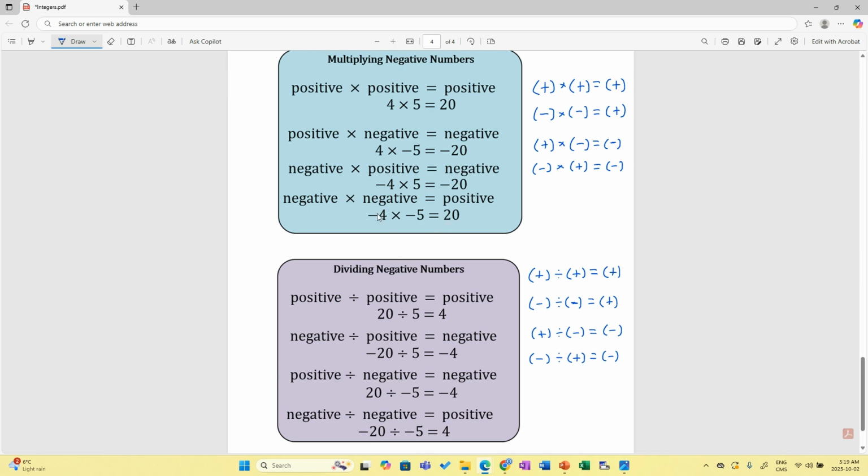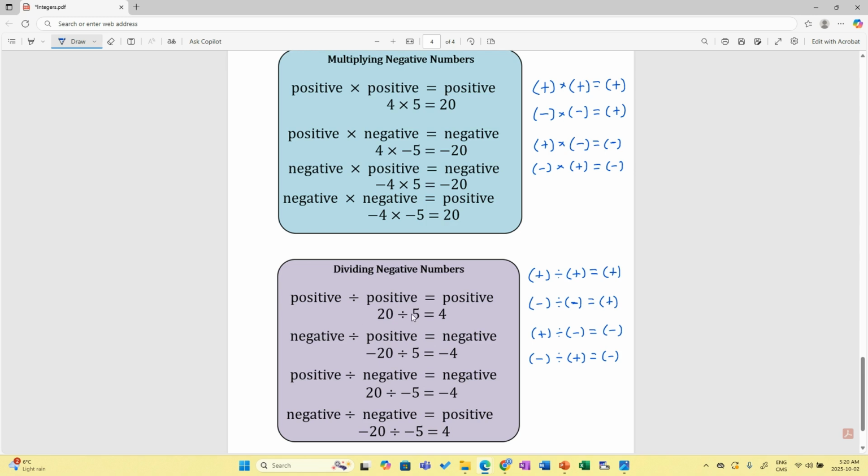So basically all you have to do, if I give you an example like 4 times 5, is just know what 4 times 5 is with your times tables. And then you simply just have to change the sign based off of if it's a positive times a positive, a positive times a negative, a negative times a positive, or a negative times a negative. And the same rules apply for division.